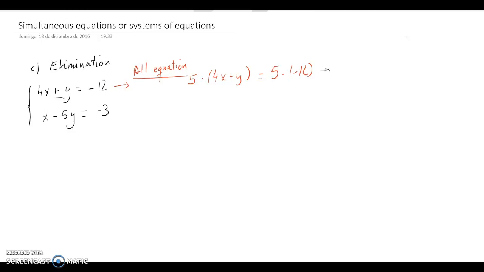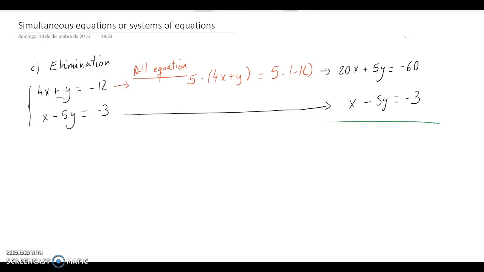Okay, this is going to be 20x plus 5y equals minus 60. And now I'm going to write my second equation down under the first equation. So I'm going to have x minus 5y equals minus 3. So now I can cancel. Okay, I'm going to add both equations. So 5y minus 5y is 0, so I can cancel this.